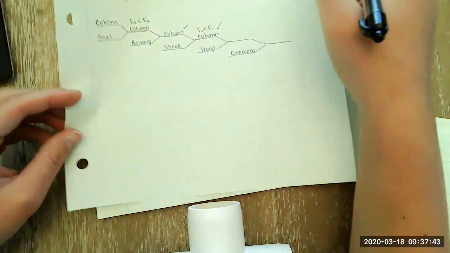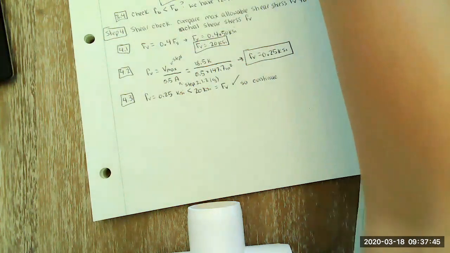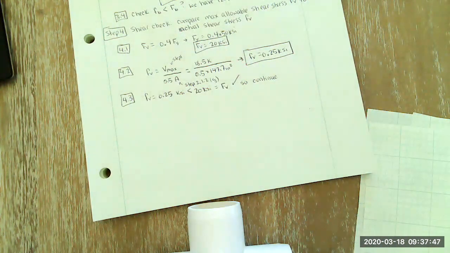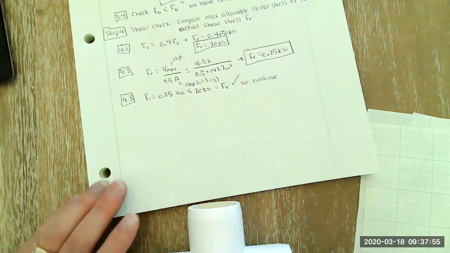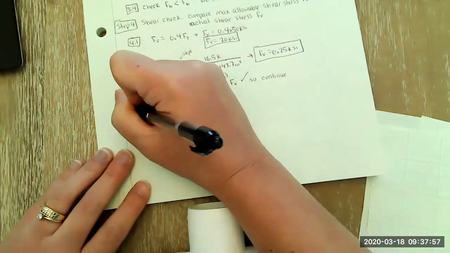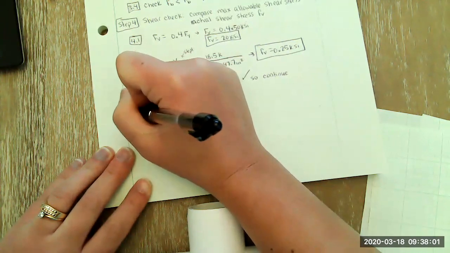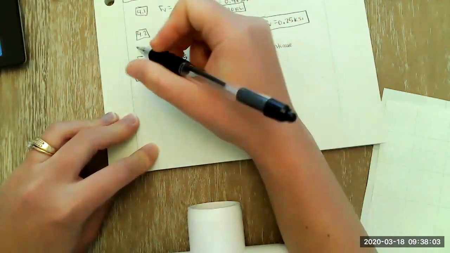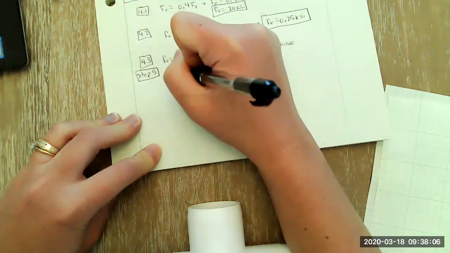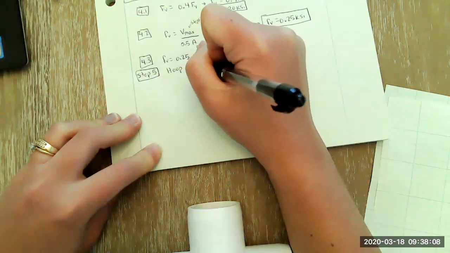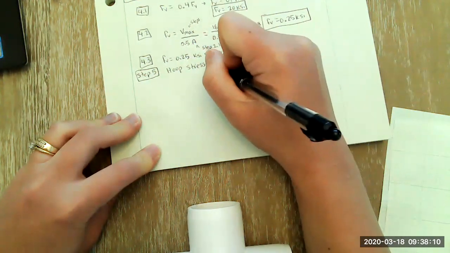So next up, we have our hoop stress check. And I mentioned this briefly last time, but hoop stress is a stress that's due to an internal or external pressure acting over an entire surface. So in this case, it's hydrostatic pressure. Let's go ahead and define that briefly. So step 5 is our hoop stress check.